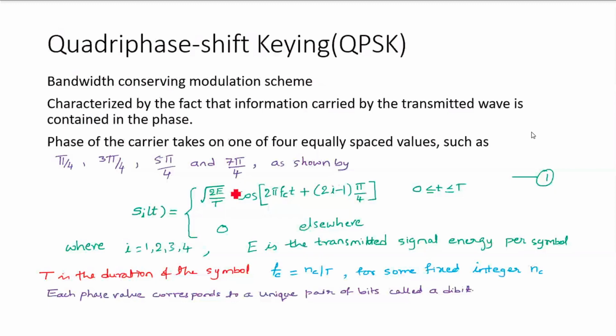That is the reason why here we want to have the basis functions with unit energy. That is the only reason for taking square root of 2E by T, where E is the energy of the symbol, and T is the duration of the symbol. The signal exists for a duration of capital T, that is 0 to T, and everywhere else it is going to be 0.